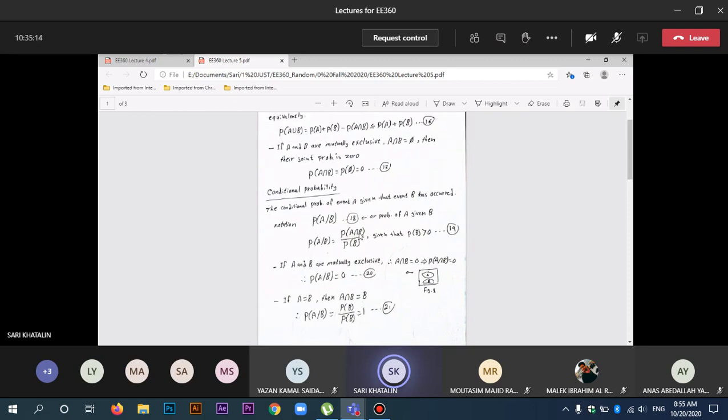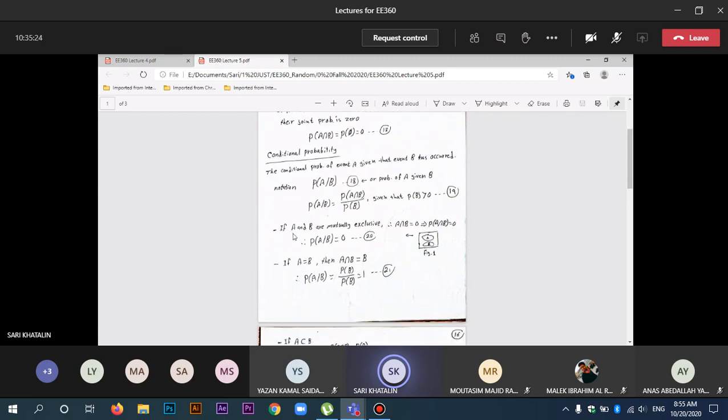Obviously, if A and B are mutually exclusive, the probability of the intersection will be 0. So if A and B are mutually exclusive, then as shown in equation 20, the probability of A given B is equal to 0. Now, if A is equal to B, meaning the elements in A are equal to the elements of B, then the intersection of A and B is equal to B, and in this case the probability of A given B is equal to 1.